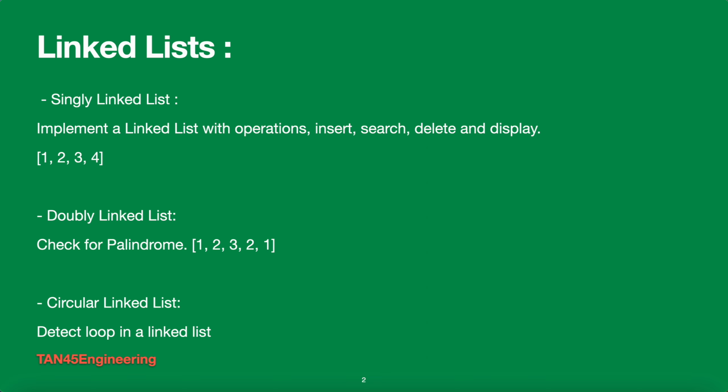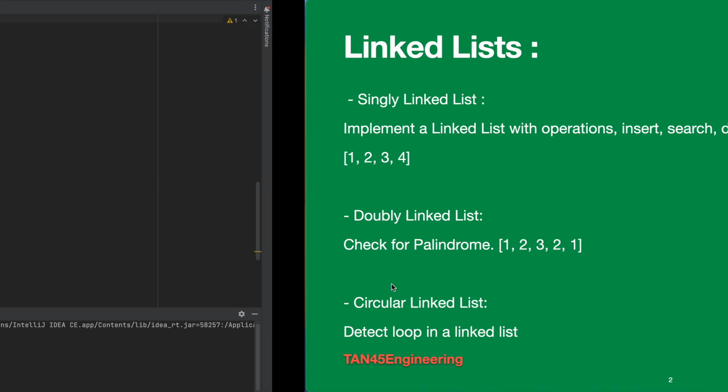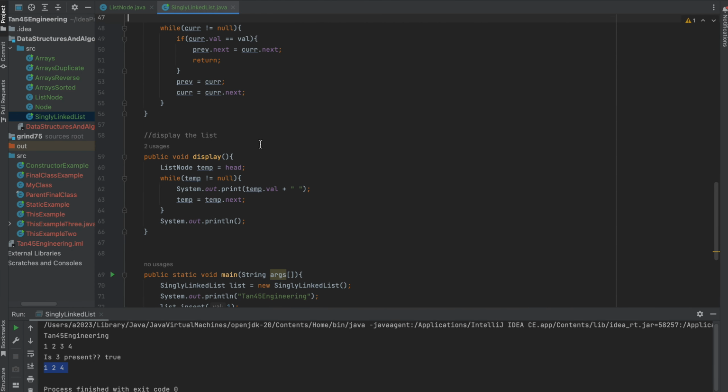So palindromes are like 1 2 3 2 1. If you read them from the front, it is 1 2 3 2 1. If you read it from the back, it is 1 2 3 2 1, right? So this is what we are going to perform for a doubly linked list. So let's start with a doubly linked list.